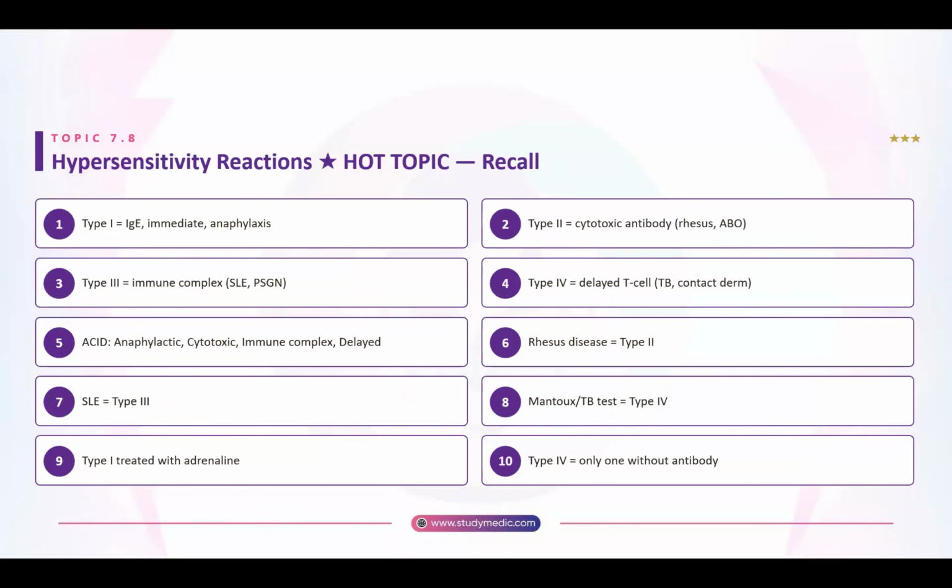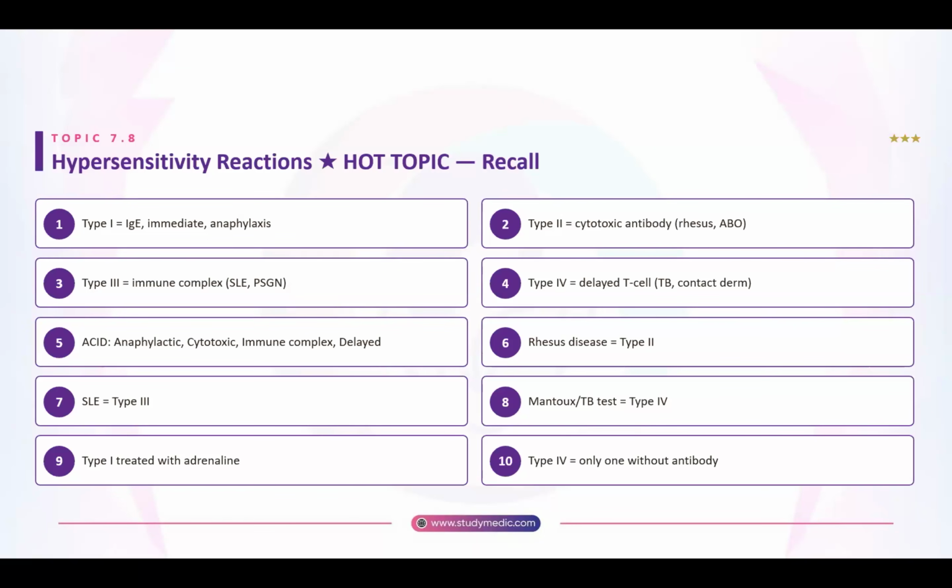Let's look into some important recalls here. You have your type 1, that is IgE, which causes immediate anaphylaxis. Your type 2 is your cytotoxic antibody, which is associated with your Rhesus and your ABO incompatibility. Type 3 is your immune complex that is seen in SLEs. Type 4 is your delayed T cell, which is seen in TB and contact dermatitis. How are you going to remember it? Anaphylactic, cytotoxic, immune complex, delay: ACID, acid for 1, 2, 3, and 4 of hypersensitivity.